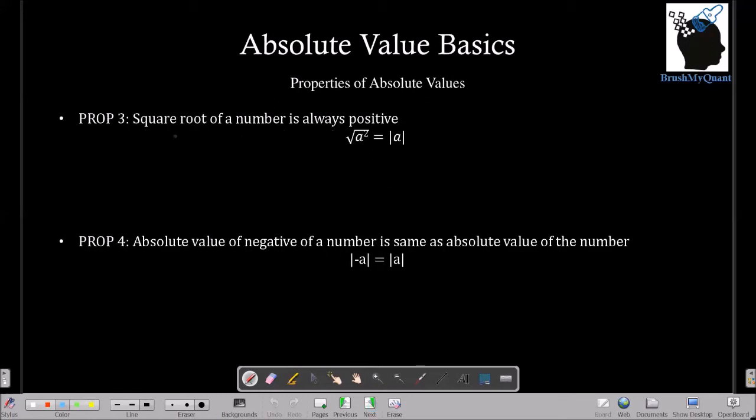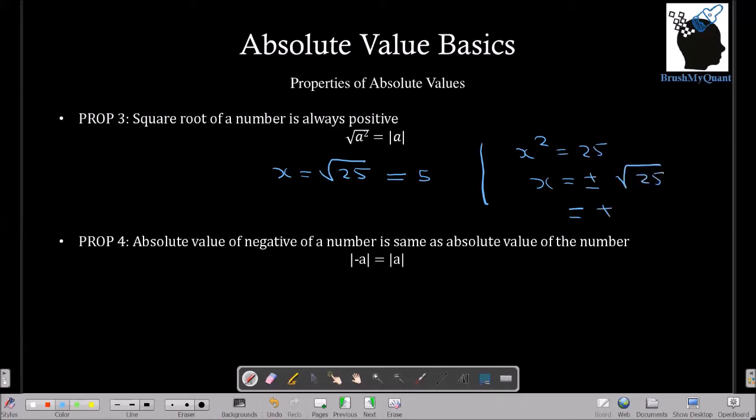Third property: the square root of a number is always positive. That means the square root of a square is equal to mod a. So if it is given to you that x is equal to the square root of 25, that means the value of x is plus 5. But on the other hand, if it is given to you that x square is equal to 25, then it means x is equal to plus minus the square root of 25, and this becomes plus minus 5.